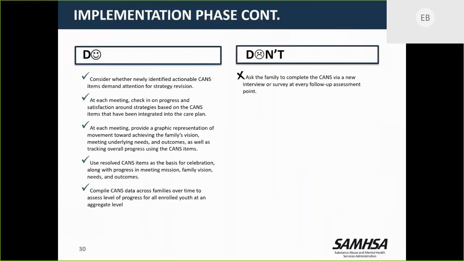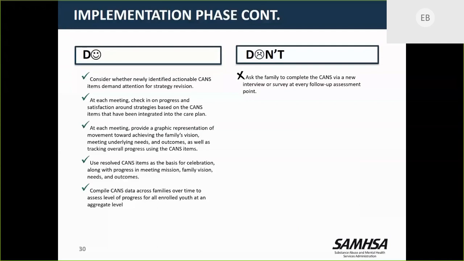So some things to consider in your do's and don'ts. Have newly identified actionable CANS items popped up and demand attention? So while you're doing the implementation phase of wraparound and having these periodic team meetings, if you have an independent CANS assessment, what do those data say? Is there something that, because you're working really hard on 1 or 2 priority needs, has emerged that maybe is not being the focus of planning and maybe should be? So consider whether newly identified actionable CANS items demand attention. Check on progress and satisfaction around strategies, and use the CANS as one possible source of data.